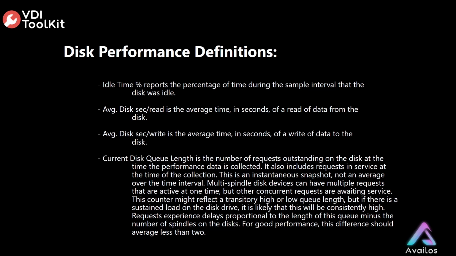Requests experience delays proportional to the length of this queue minus the number of spindles on the disk. For good performance, this difference should average less than 2.